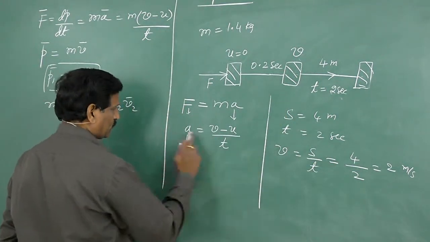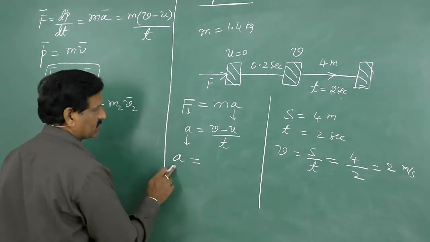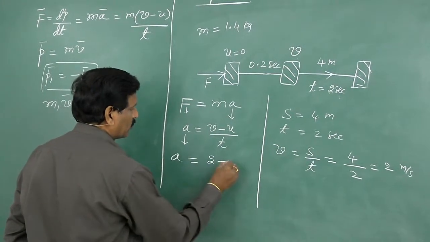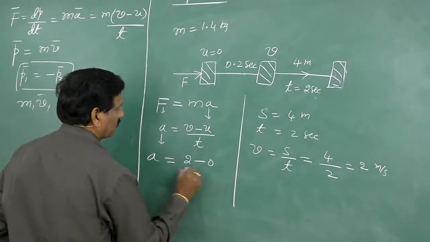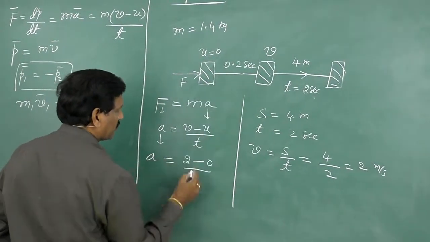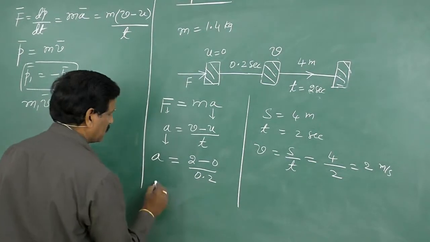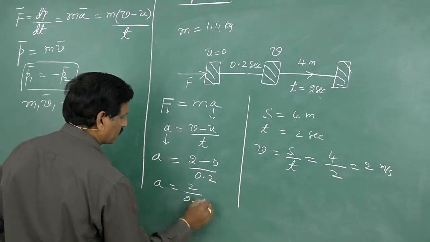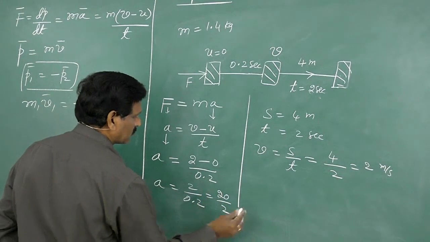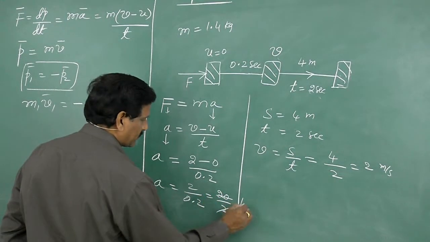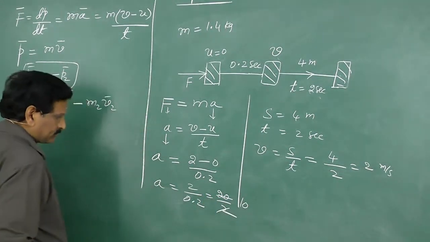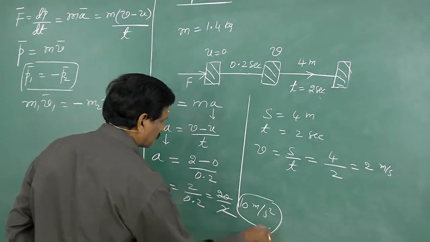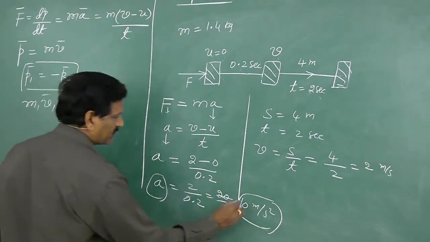Using this v, you calculate acceleration. So, a is equal to v minus u by t. Here v is 2, minus the initial velocity, which is 0 here. And for this, the time is 0.2. So, a is equal to 2 by 0.2. This is 20 by 2, and 20 by 2 means 10. So, acceleration is 10 meters per second square.